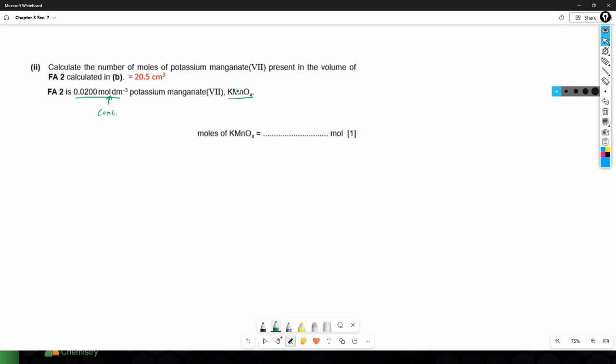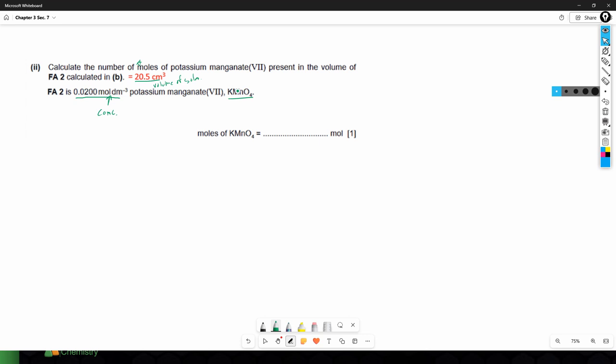one piece of information we have, 0.0200 moles per cubic decimeter, which is our concentration of the permanganate. And then we have a calculated volume of 20.5 cubic centimeters, which is the volume of the solution. And notice I'm not putting volume of solvent, it's volume of solution, because this is of the whole potassium permanganate solution. So we have volume, we have concentration, and they've asked us to calculate the number of moles, right? So this should be fairly straightforward.